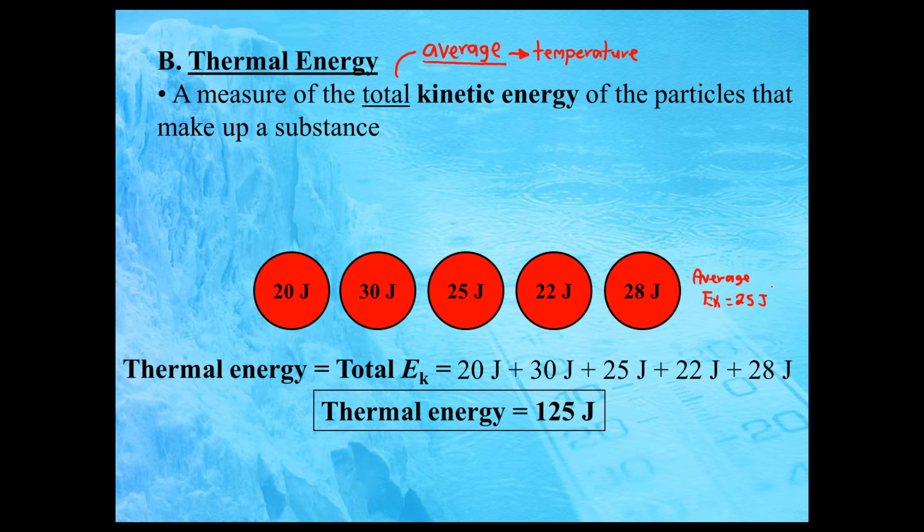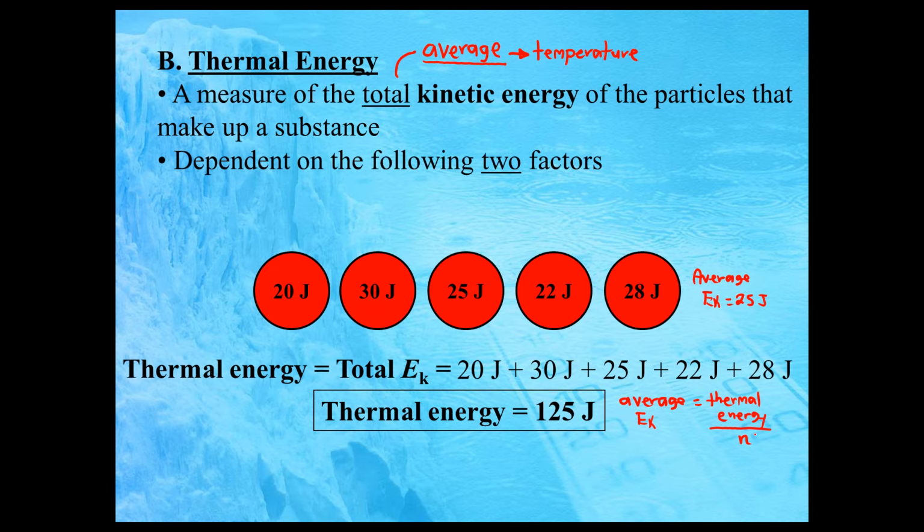So if you want to get the average kinetic energy, you just take this one step further. Your average kinetic energy would be equal to your total kinetic energy, which is actually your thermal energy, divided by the number of particles that make up the substance. So again, just note the difference here between what it means to calculate a total compared to calculating an average. And thermal energy is all about the total kinetic energy of the particles that make up a substance.